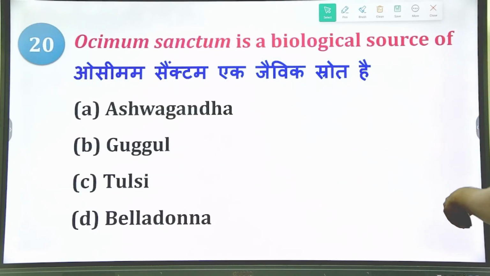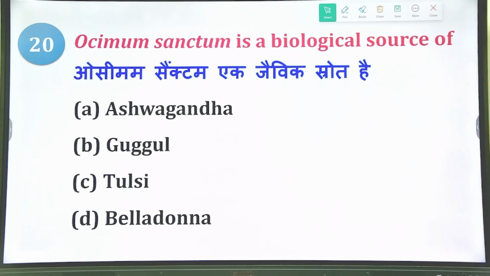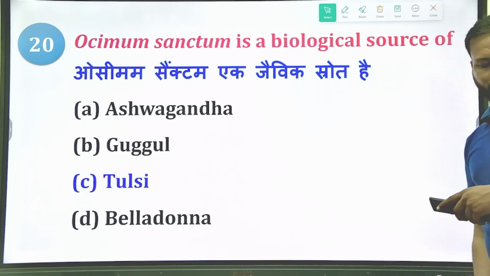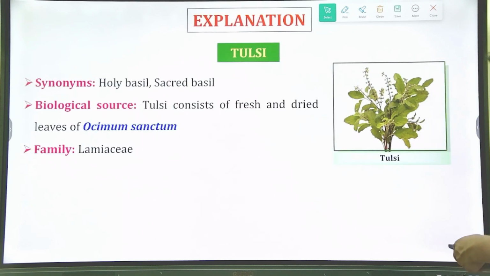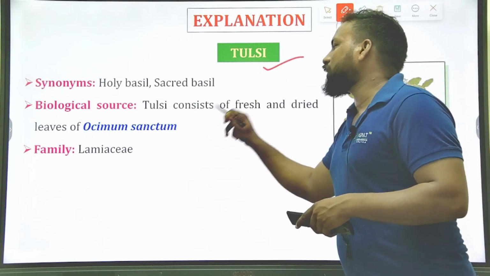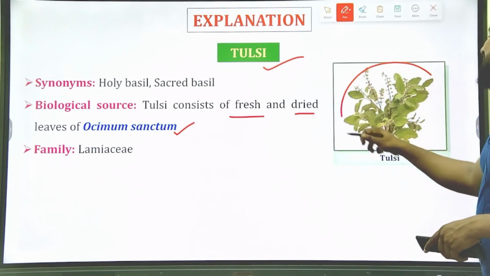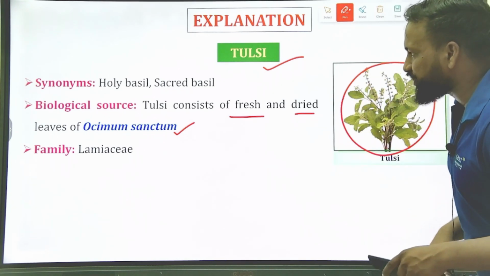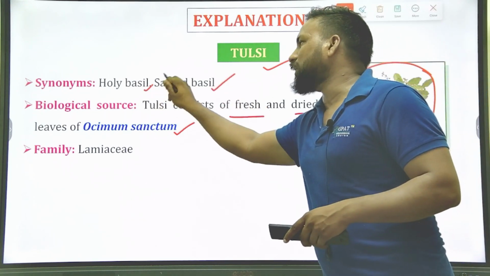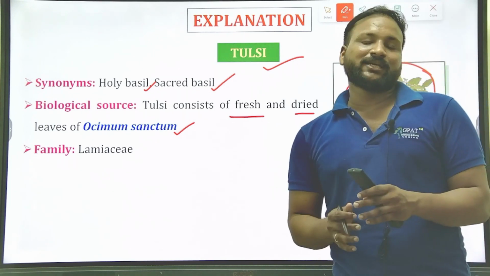Last question of the series: Ocimum sanctum is a biological source of which of the following? Ashwagandha, guggul, Tulsi, and belladonna. Let me check the right answer. Tulsi. So Ocimum sanctum is the source of the plant called Tulsi. Tulsi consists of fresh and dried leaves of Ocimum sanctum, belonging to family Lamiaceae. It is known as sacred basil and holy basil. Is that clear, dear aspirants? So these are today's 20 MCQs.